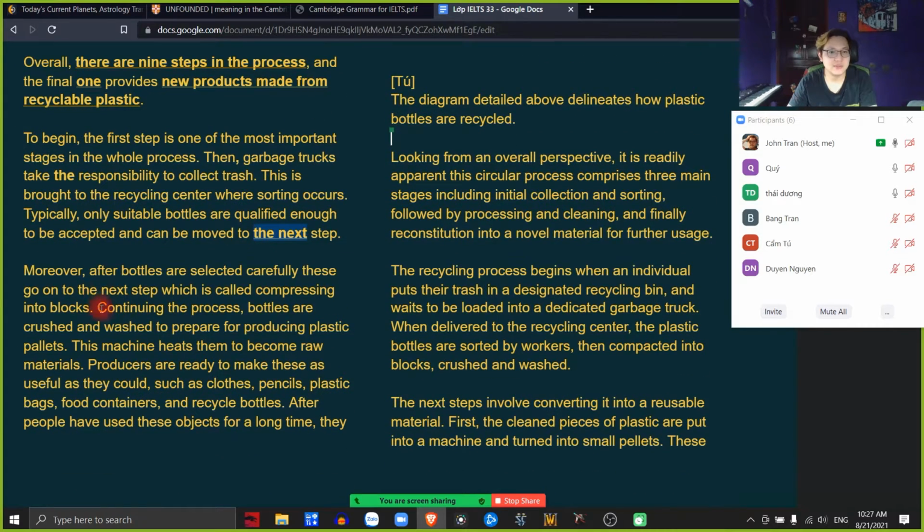Moreover, after bottles are selected carefully, these go on to the next step. I think we use the word step a lot.